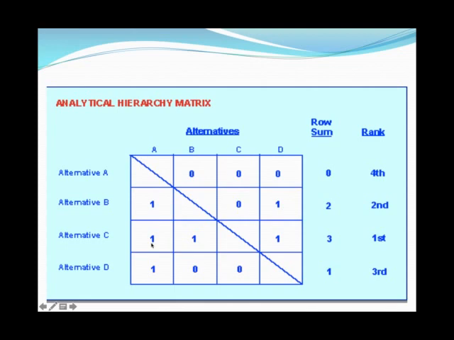Now skipping down to C, alternative C is better than A, so it gets a 1. Alternative C is better than B, so it gets a 1. And alternative C is better than D, so it gets a 1. Alternative D is better than A, so we get a 1. Alternative D is worse than B and worse than C, so it gets a 0. Then we add all these up in rows, and we see that alternative C has the highest score. So in this matrix, it's the highest rated alternative.